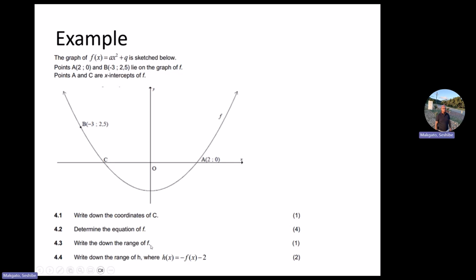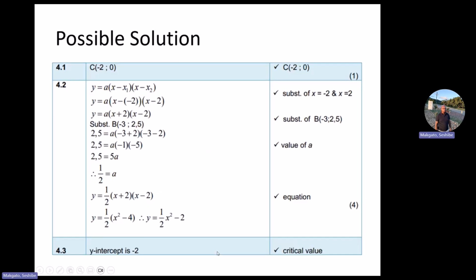Write down the range: -4 up to infinity. Write down the range of h, where h of x equals minus f of x minus 2. Now you've got that equation, you can substitute the equation of f of x, but you must add the -2 and the minus. So you multiply the equation f of x, x squared minus 4, by -1, and of course you subtract 2. Then that is how you simplify it.